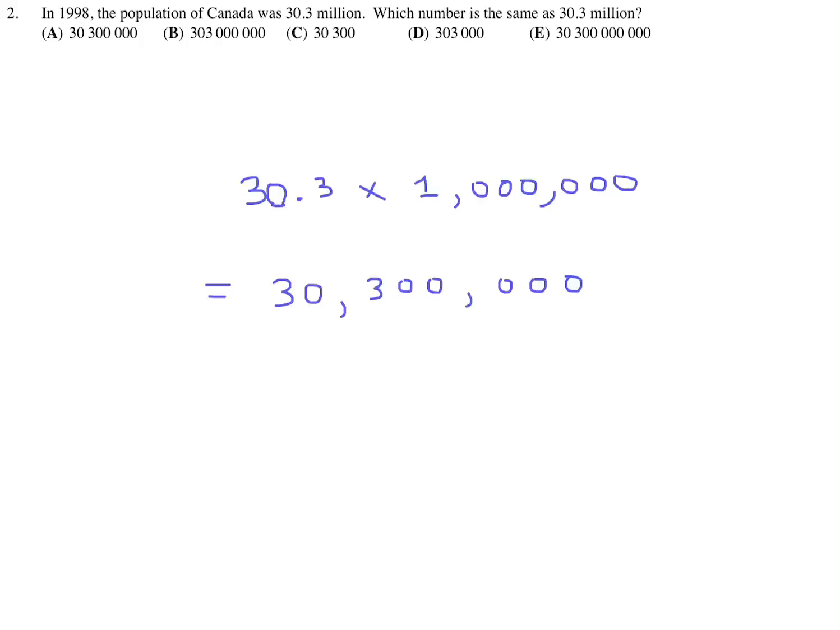In 1998, the population of Canada was 30.3 million. Which number is the same as 30.3 million? So 30.3 times 1 million, which is 6 zeros. If you do this, you'll get 30 and then 300,000. So which one of those? It's 2A. This is 303 million, this is 30,000, this is 303,000, and this is 30 billion with a B.